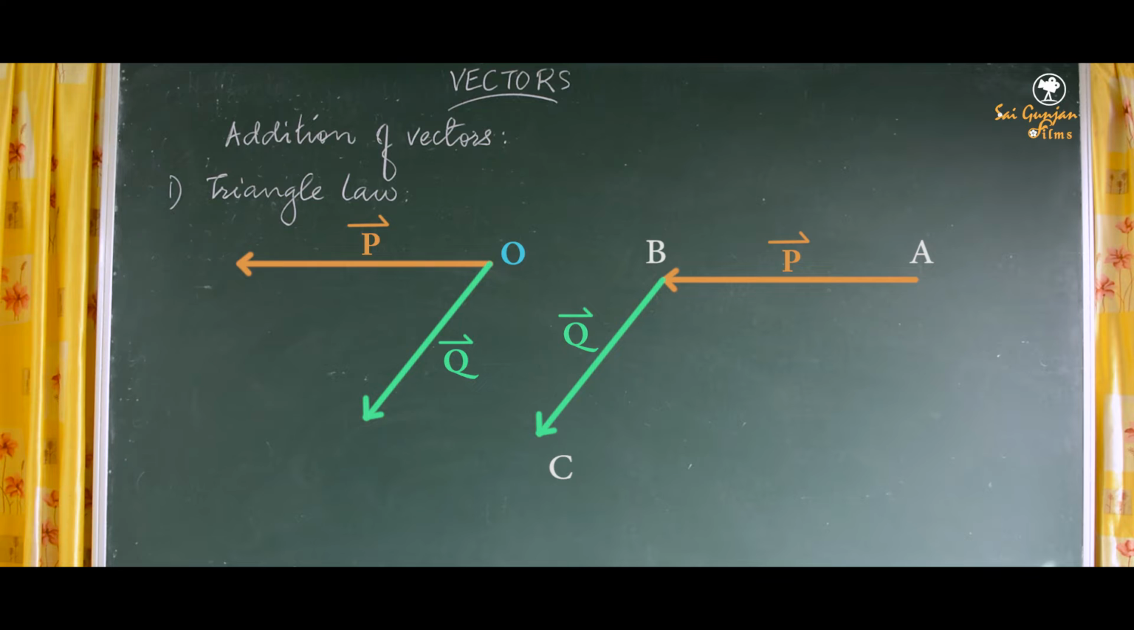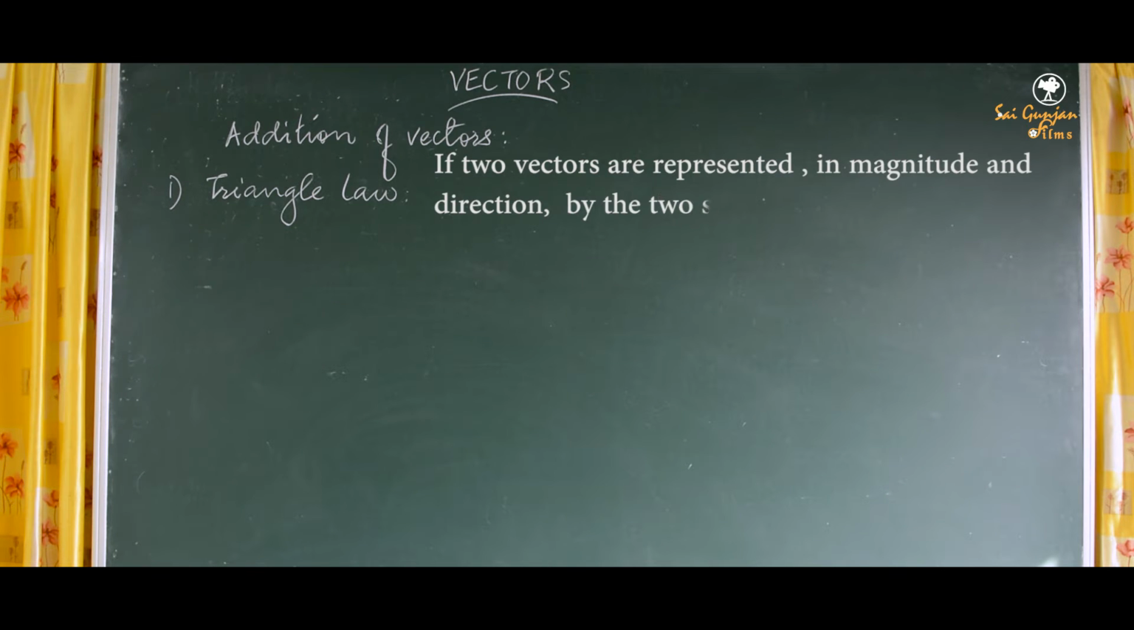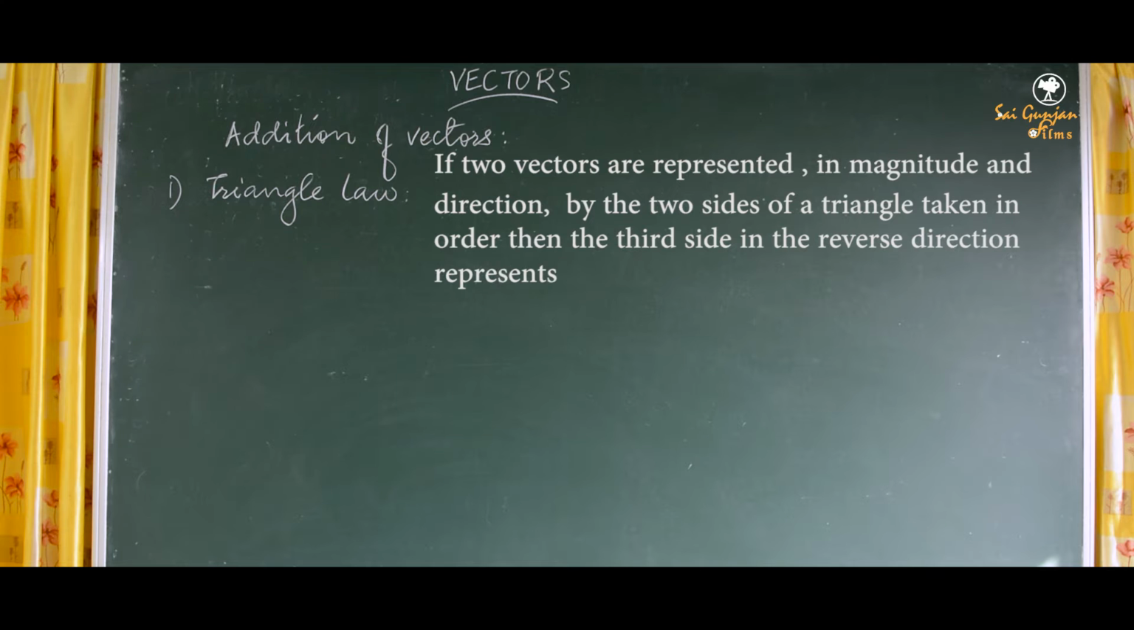And as the rule goes, the final displacement is given by the line joining the initial and the final position, isn't it? That's why the final vector, that means the resultant vector, is given by the straight line joining A and C. So AC gives the resultant vector in this case. This is the triangle law. So how do you state the triangle law? Triangle law states that if two vectors acting from the same point are represented in magnitude and direction by the two sides of a triangle taken in order, then the third side in the reverse order represents the resultant vector in magnitude and direction.